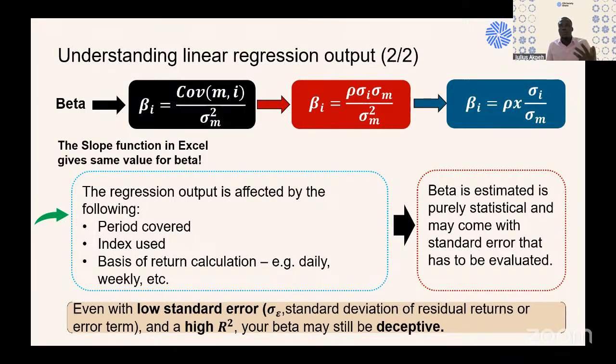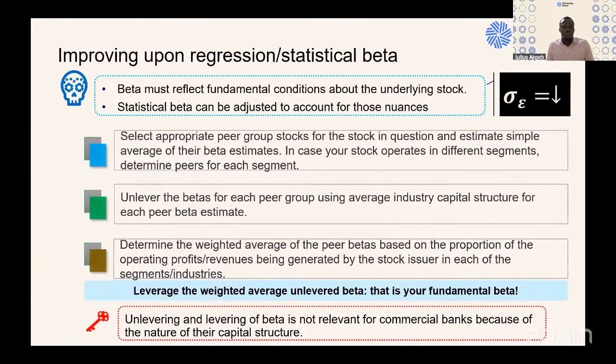You may be trying to now use multiple regression for some of this analysis, right? So the beta may still be deceptive, even if the R square is very strong, and even if the standard error, the measure of how wrong you could be, is very low. It tells us that this is purely a statistical exercise, so it has some limited point. But we can still use this regression beta and build upon it, and that is what we do.